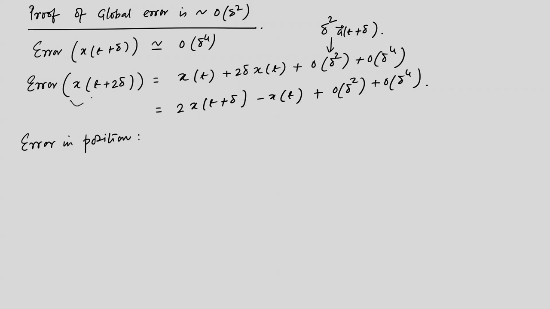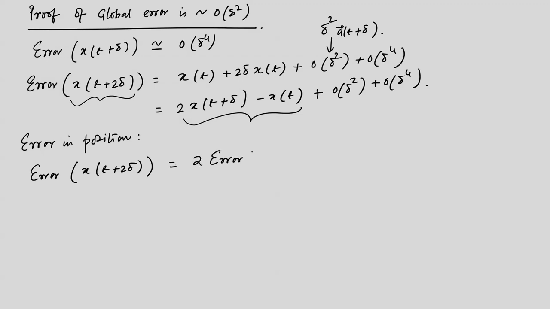So, you see that this is the error in acceleration, which is a derived quantity which we are not considering here. So, the error in position would be simply equal to: error x(t + 2 delta) is 2 error x(t + delta) and error x(t), and each one of them is actually of the order of delta to the power 4. I am writing it with a plus sign because these errors are always additive. So, this is 3 order of delta to the power 4.